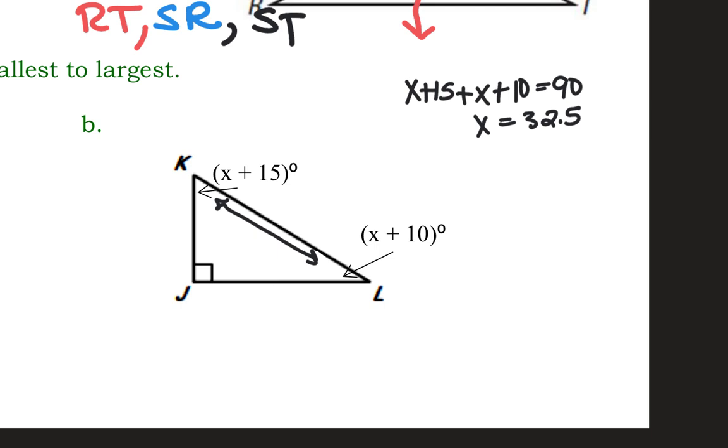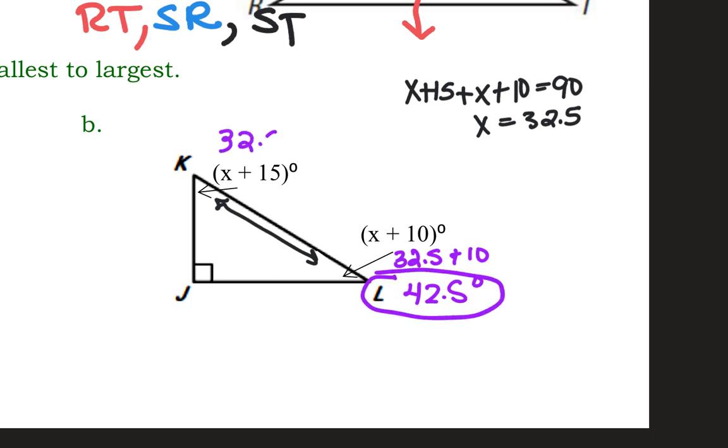All right, so then once we have this, you have to plug it in to get the accurate angles here. So 32.5 plus 10 would give us what for this degree? 42.5 degrees. That's the degree of angle L. And then here, 32.5 plus 15 would give us what? 47.5 degrees for angle K.